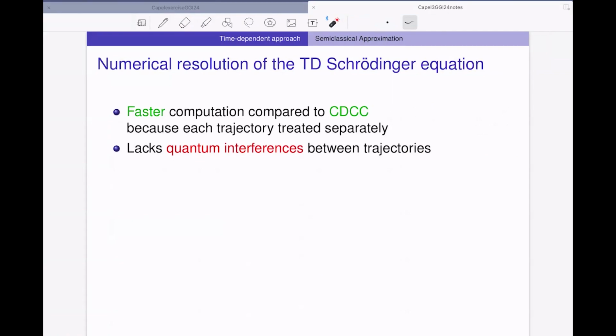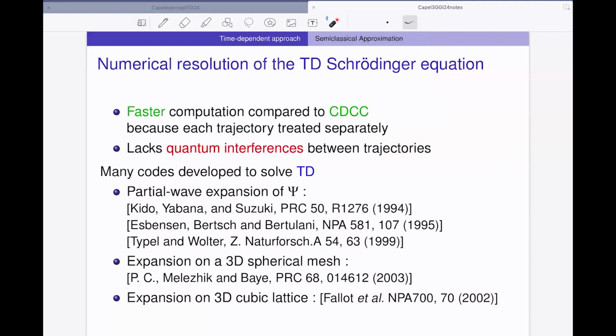So it's way faster. But the problem is that it's a semi-classical approximation, so you do not include quantal interferences between different trajectories. So it makes the whole thing less reliable, okay? It's a less good description. So this is what I wanted to say.